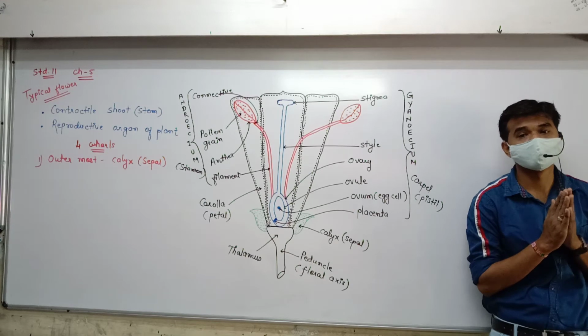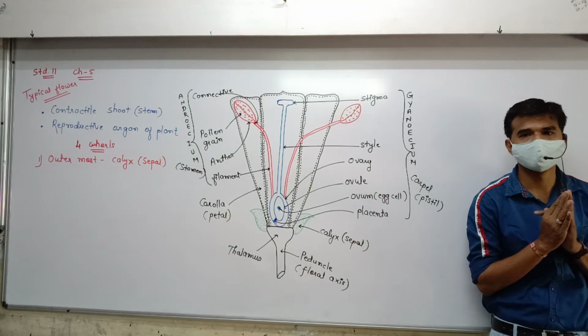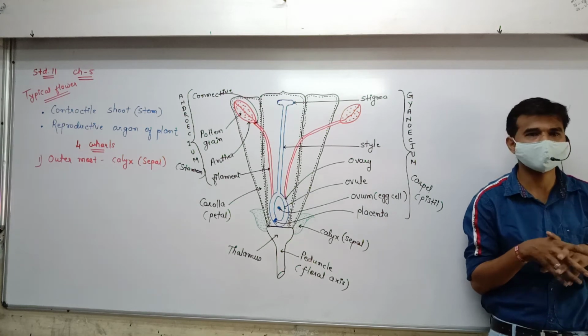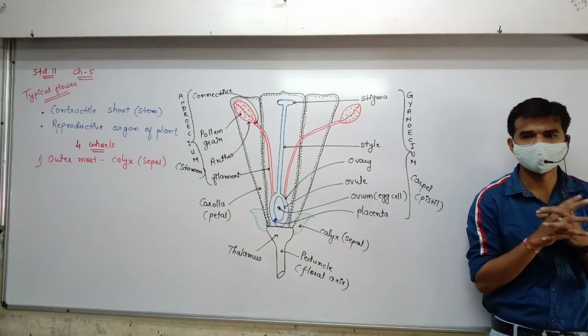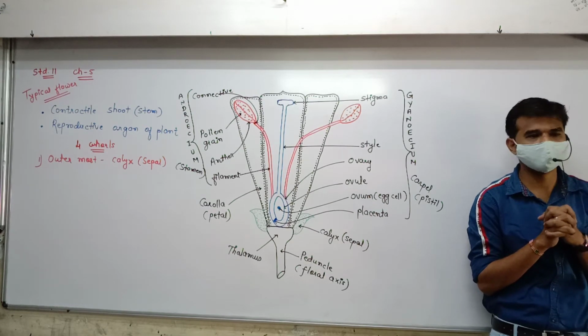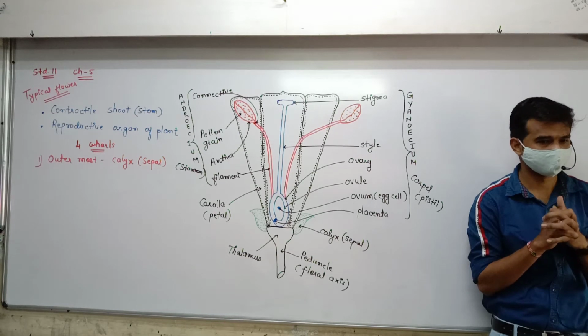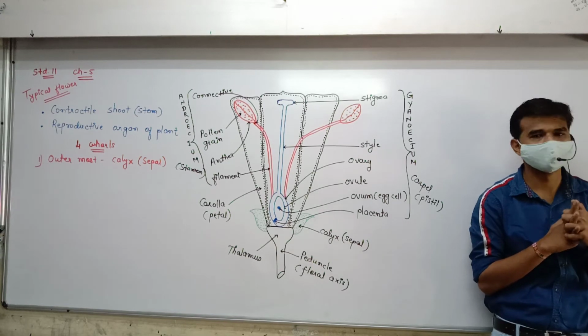Protect immature flower. Okay, protect the immature flower. Okay, good. Nice try. Another? Another point? Any other?